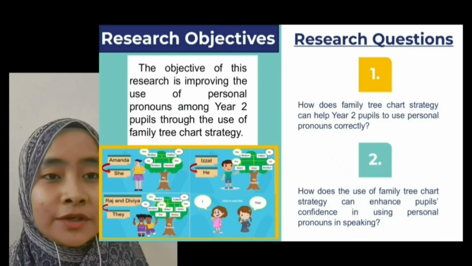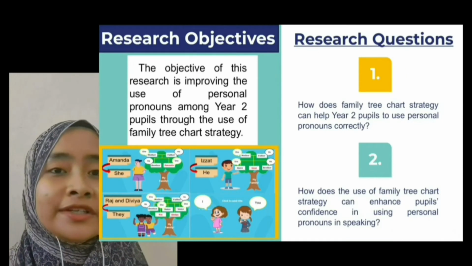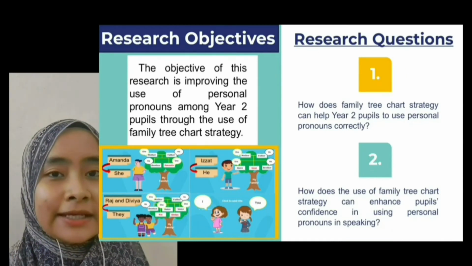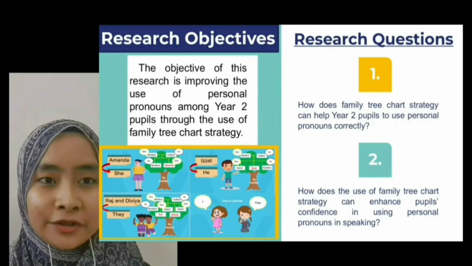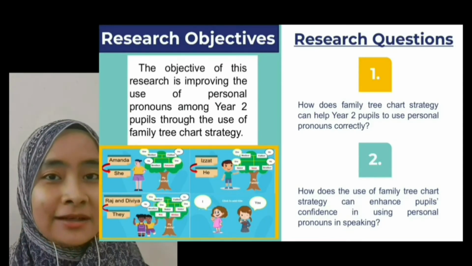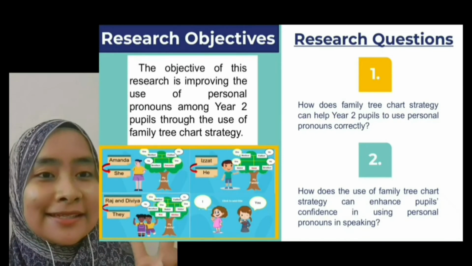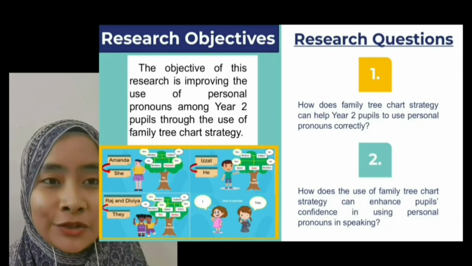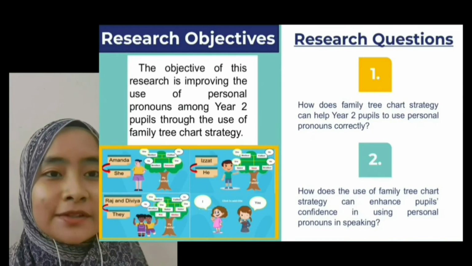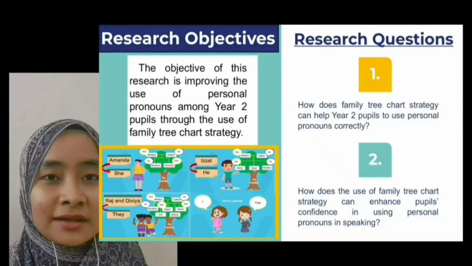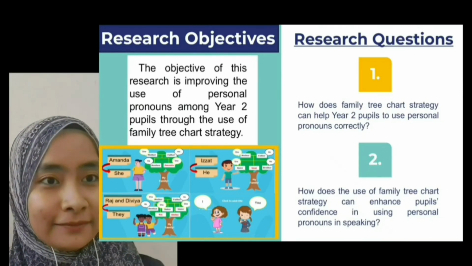This objective has helped me to derive two research questions for this study. The first one is how does family tree chart strategy help Year 2 pupils to use personal pronouns correctly? And the second one is how does the use of family tree chart strategy enhance pupils' confidence in using personal pronouns while speaking.